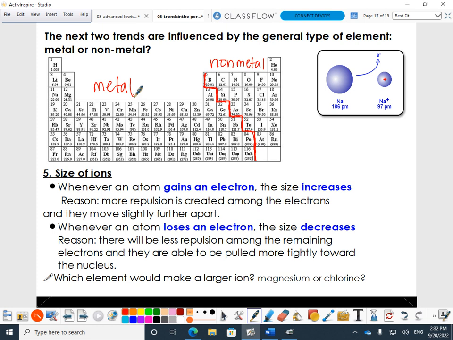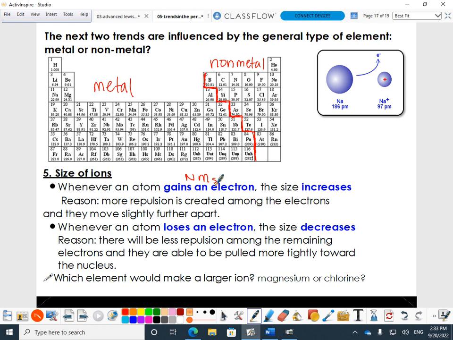For size of ions, as long as you remember which ones lose and which ones gain, you can think of it like losing and gaining. If an atom gains an electron, then the size is going to increase. You can think of it like, if I gained weight, I would get bigger. Maybe that's a nasty analogy, but it works. So what kind of elements gain electrons? Nonmetals. So something to the right of the staircase is going to be bigger as an ion because you have more electrons and the same number of protons.